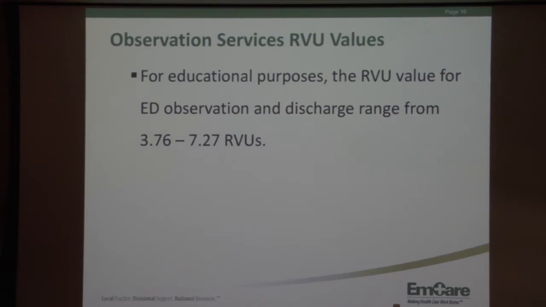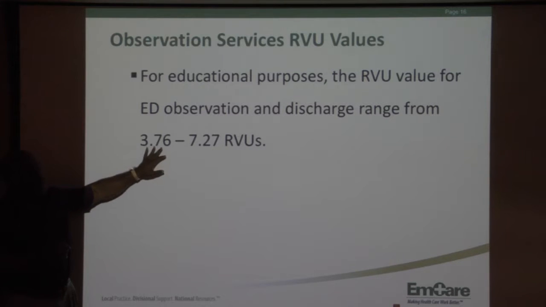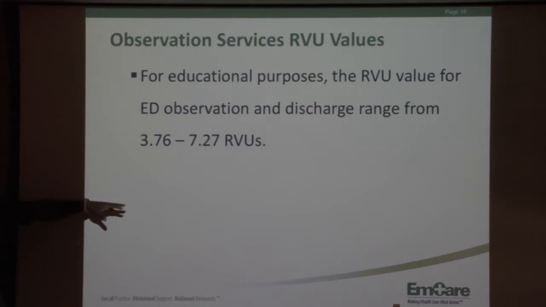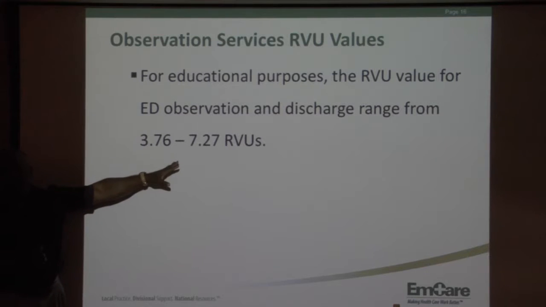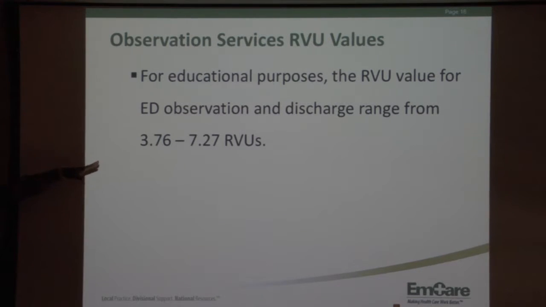Okay, next slide. For educational purposes, for the RVU value, we're allowed to give a range somewhere between 3.76 and 7.27 RVUs. Compare that to, say, a level 5 patient at maybe 4.9 versus 7.27, where you've provided all those services for that patient already. Those are all of the RVUs that you're leaving on the table when you're already providing the service.